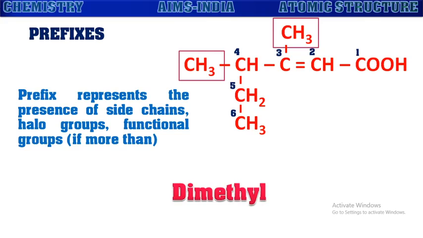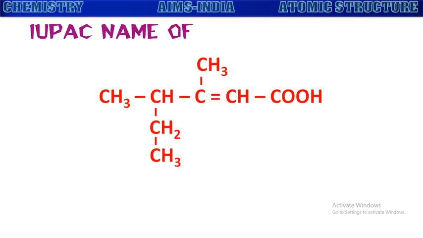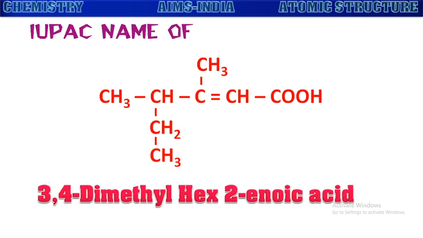At the same time, the carbon atoms on which these methyl groups are present, those numbers also should be mentioned in the prefix. Here on the third carbon there is one methyl group, on the fourth carbon there is another methyl group. These two numbers also should be mentioned in the prefix. Now we can mention it as 3,4-dimethyl as its prefix. So finally we can write the IUPAC name of this hydrocarbon as 3,4-dimethyl hex-2-ene-oic acid.